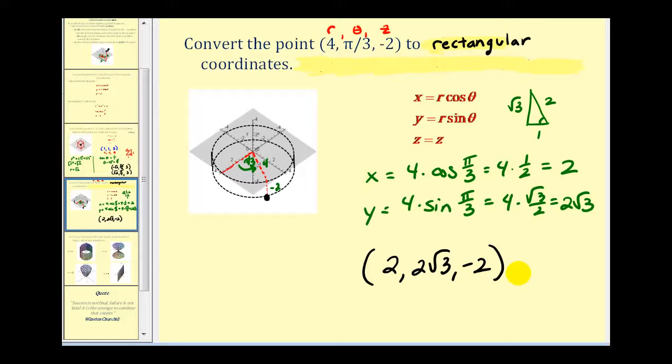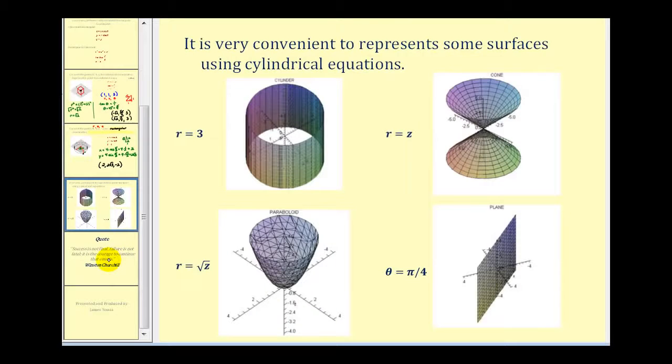Now, one last thing I want to mention about cylindrical coordinates. We will talk about cylindrical equations in the next video, but there are some surfaces that are very convenient to represent using cylindrical equations. Here we have r equals 3, which creates a circular cylinder. R equals z would be a cone. R equals the square root of z would be a paraboloid. And theta equals pi over 4 would be a plane, as we see here. So we'll talk more about cylindrical equations in another video.